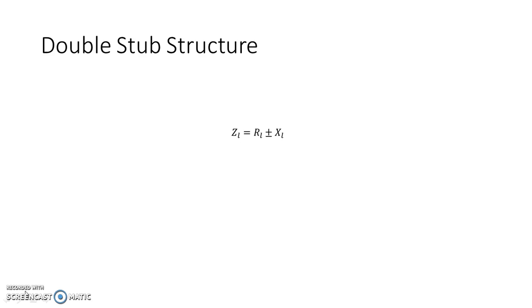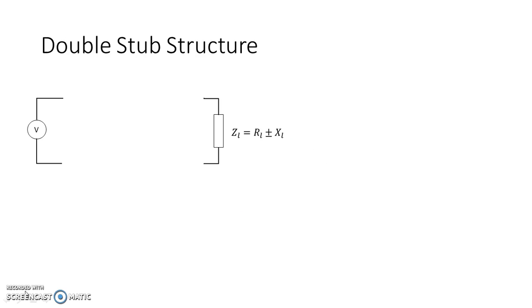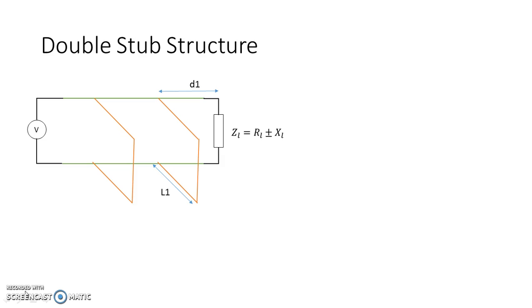Now let us consider a load which is given as RL plus minus XL, which is to be connected to a source whose impedance is, let's say, Z0, via a transmission line. Now, how will the double stub structure look? Of course, as the name indicates, it will have two stubs. This is the first stub, this is the second stub. The distance and length of the first stub are given as D1, L1, whereas the distance and length of stub 2 are given as D2, L2.